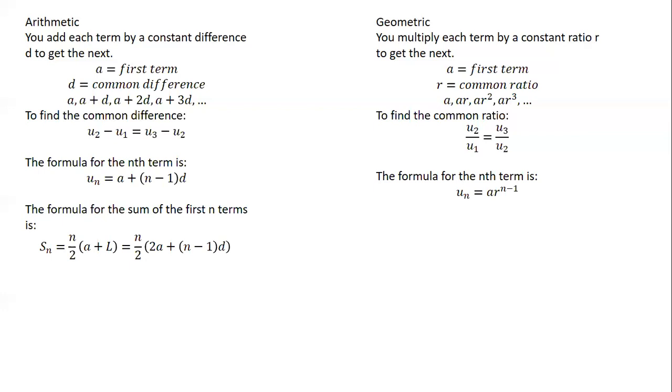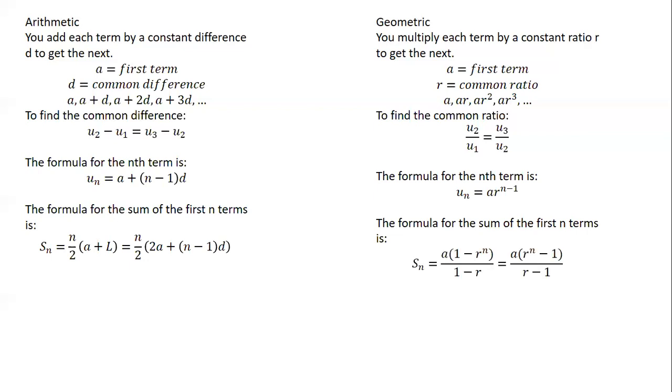For geometric, it's a lots of (1 minus r to the power n) divided by (1 minus r), or you can times top and bottom by minus 1 and have it as (r to the n take away 1) over (r minus 1). I always use the first one, but I know that some people prefer using the second one if r is bigger than 1, because they don't like dividing by negative.